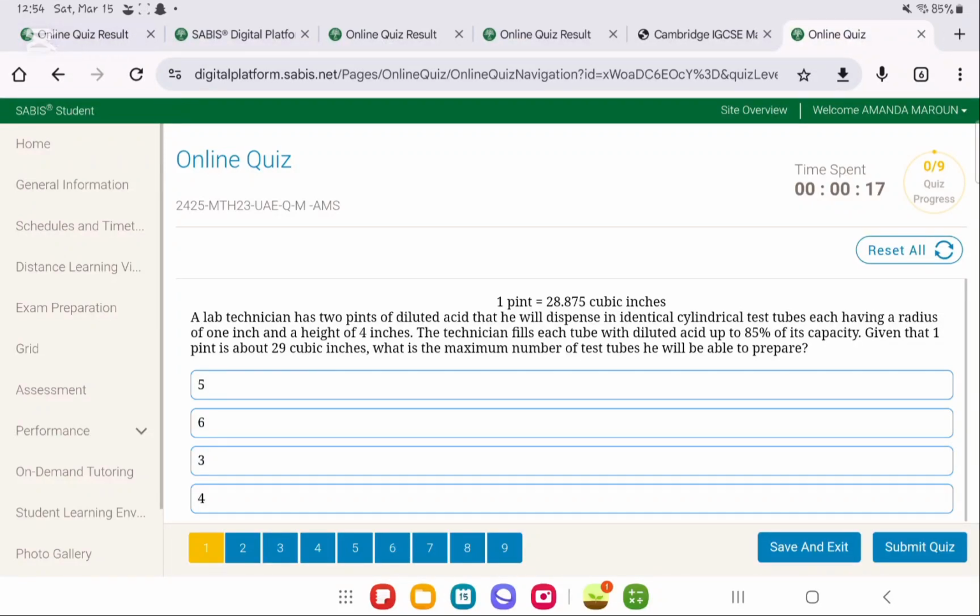Today I'll be explaining the Math AMS quiz of Term 2, Week 13. So let us start with the first question.